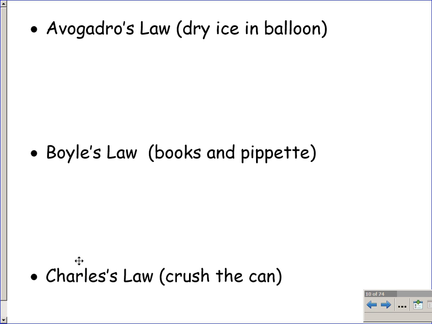So here's what we're going to do. We're going to identify the 2 variables that are changing in a given law, and then we assume the rest of them are constant, and then we'll write the formula for that. So take detailed notes with me, okay?